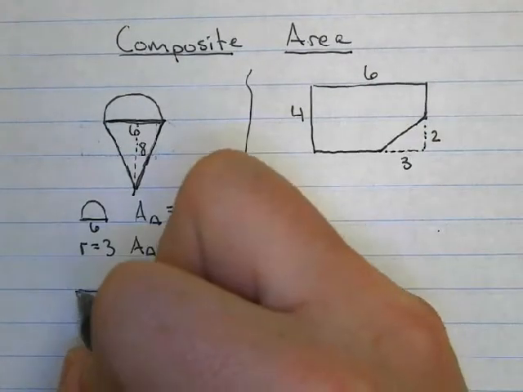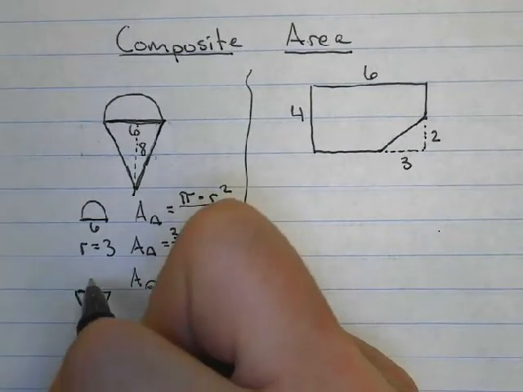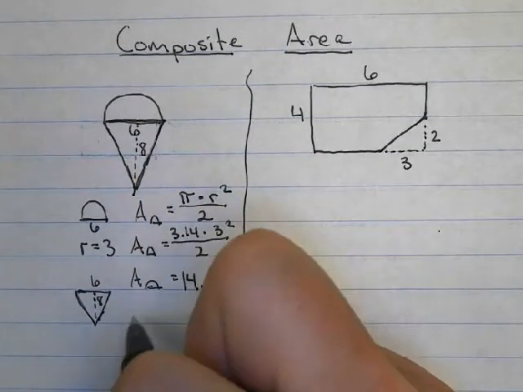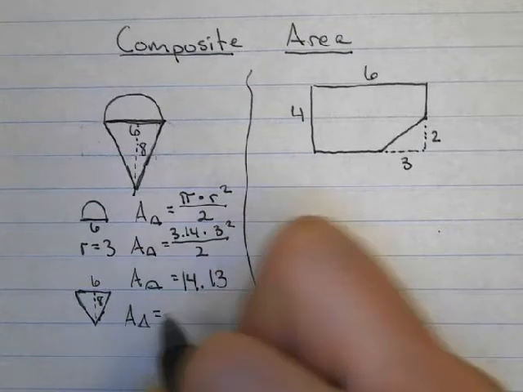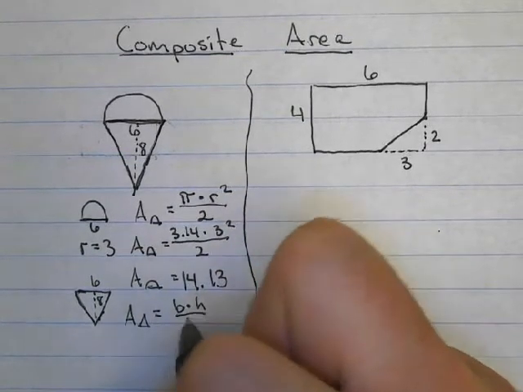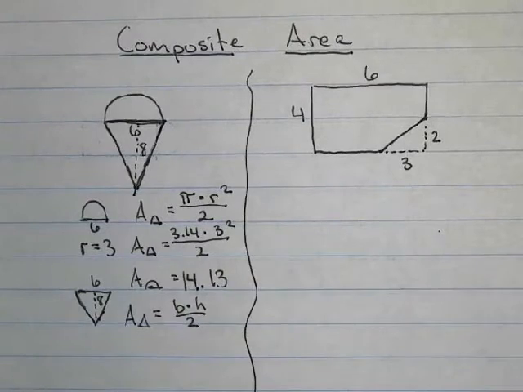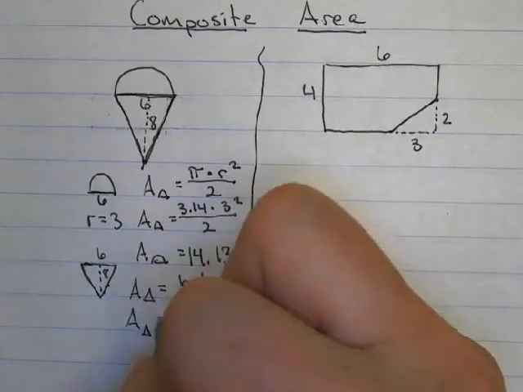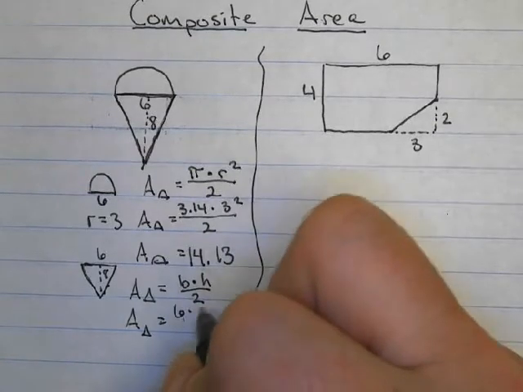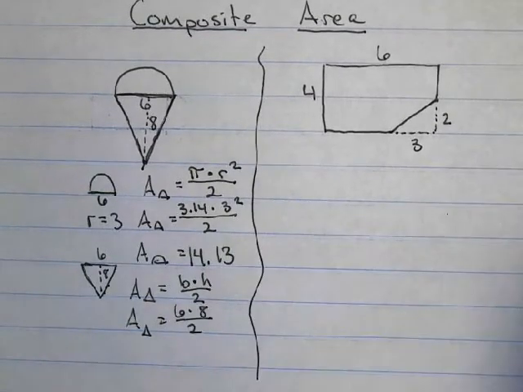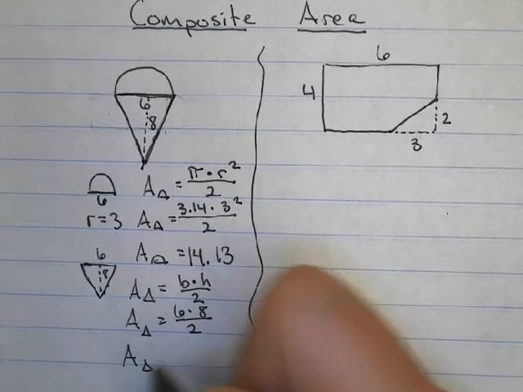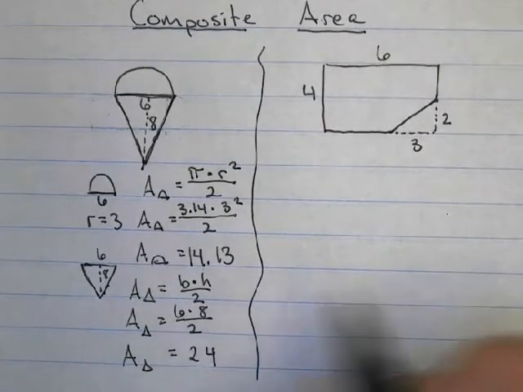Now let's look at our triangle. Well, we have that the base of the triangle is 6 and the height is 8. So we'll use the area of our triangle formula, base times height divided by 2. Next we plug in our numbers. Area of a triangle is equal to 6 times 8 divided by 2. And we'll find that the area of the triangle is equal to 24.